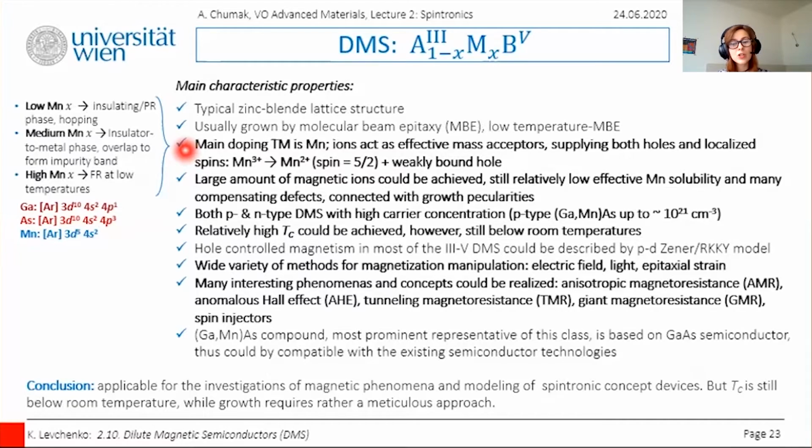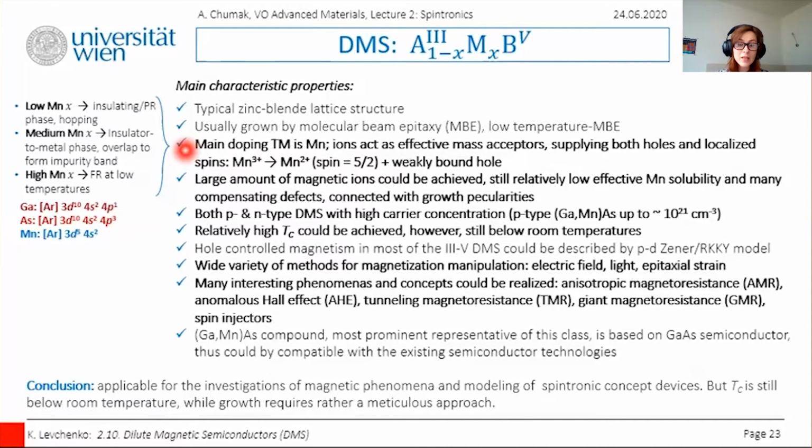Then the medium concentration of manganese, being around 1%, leads to the insulator to metal phase, and the overlap between the impurity band and the valence band starts to develop. And with a higher concentration of manganese, it becomes ferromagnetic. So at low temperature, of course, because the impurities are closer and long-range Coulomb potentials are screened, it leads to an imperfect metal-like state with disordered, broadened and shifted bands.